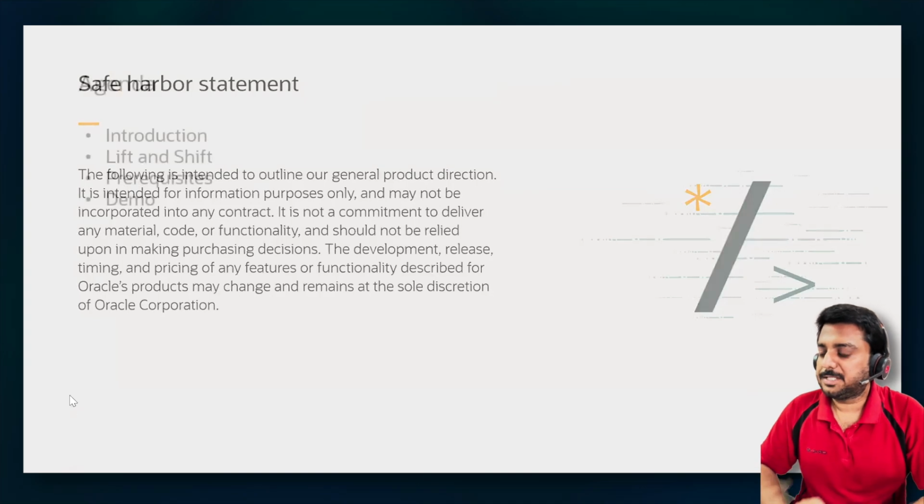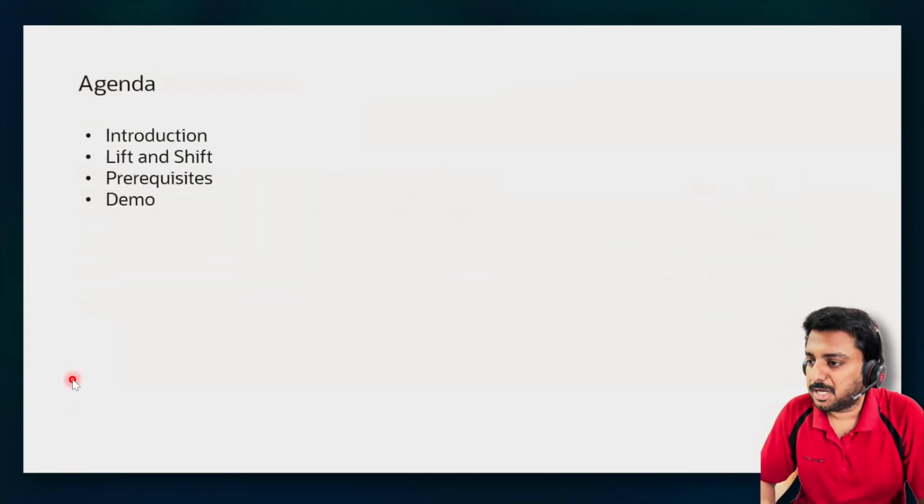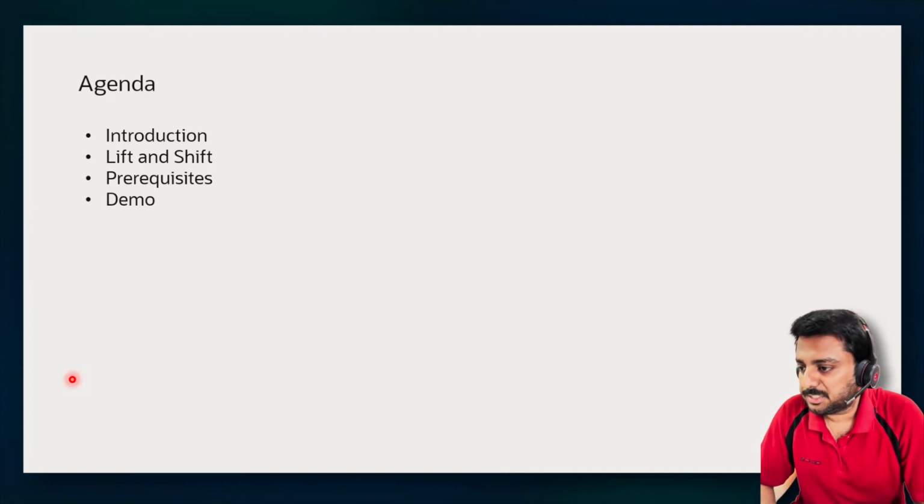So the agenda for today's session: we'll start with a quick introduction about the EBS Cloud Manager application. And then we will understand what lift and shift is all about. And then we'll look into some of the prerequisites, what we need before we start the backup from on-premises when we are taking the backup of the instance to move it to OCI. And then we'll jump into a demo section where we will see how to take the backup of the instance through the EBS Cloud Backup module. And then we will see how to do the provisioning using the EBS Cloud Manager application in OCI.